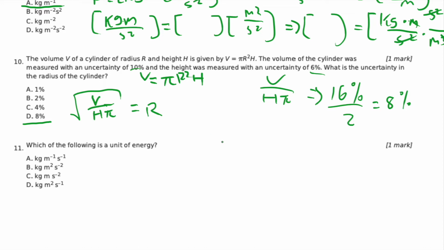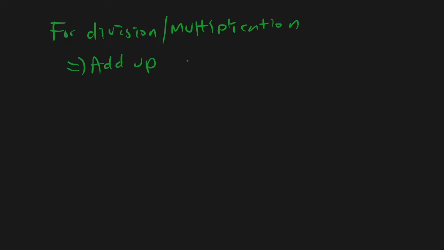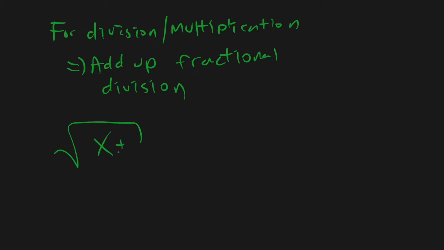So I will just note: for division or multiplication, always add up the fractional uncertainty. But for square root, let's say the quantity has n%, then the uncertainty of the square root is a half times n%.